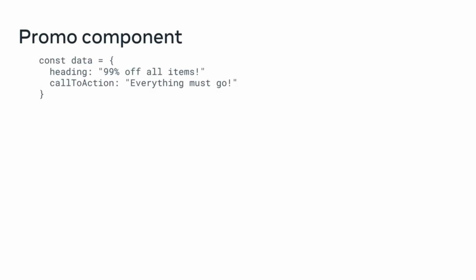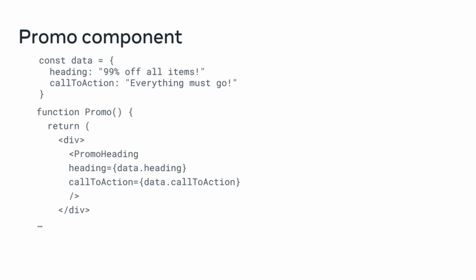First, you create a single source of truth, a JavaScript object named data. Data is an object that will contain two properties named heading and call to action, both represented as strings. Next, you update the promo component to pass the heading and the call to action values of the data object to the promo heading component.